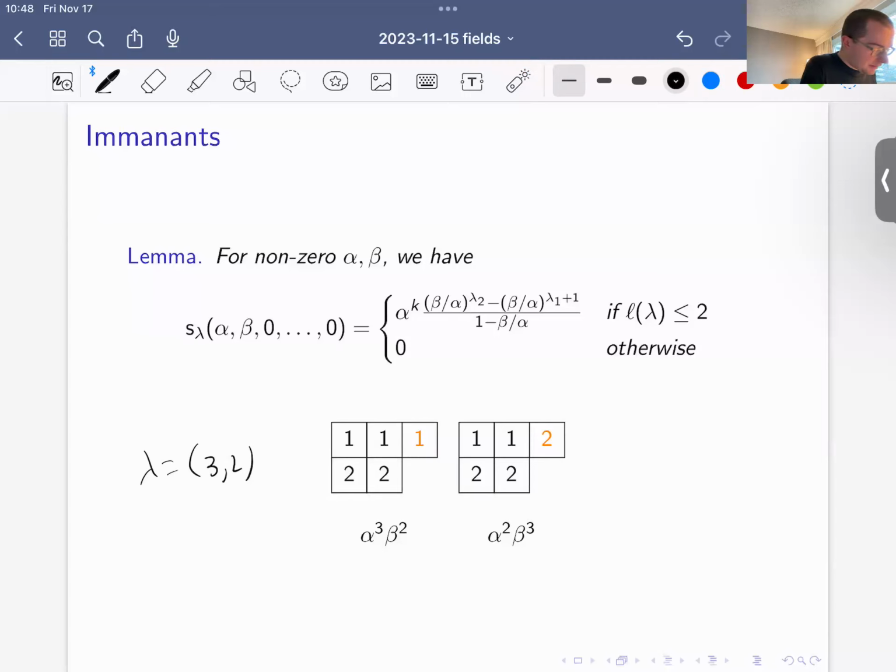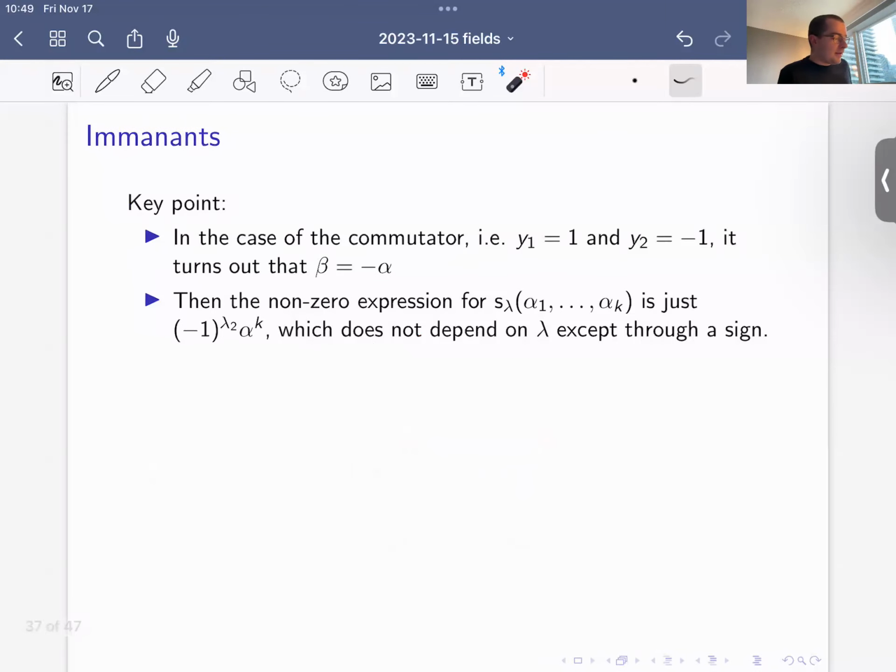You can imagine that there are lots of semi-standard tableaux which have this shape, but the ones that only have entries 1 and 2 are actually, there's actually only 2 of them. So this Schur polynomial is much simpler in this special case of rank 2. And so the key point is that in the case of the commutator, so this is when y1 equals 1 and y2 equals -1, the matrix we're working with is just xi minus xj.